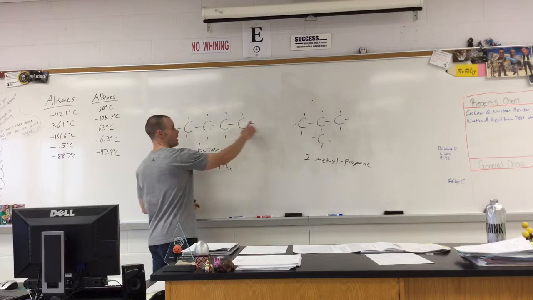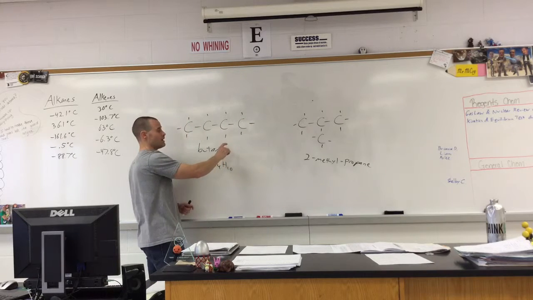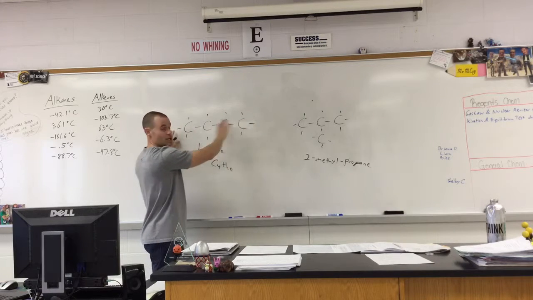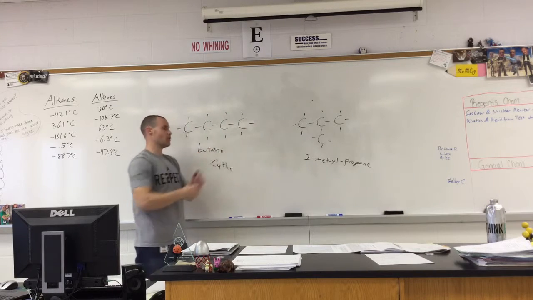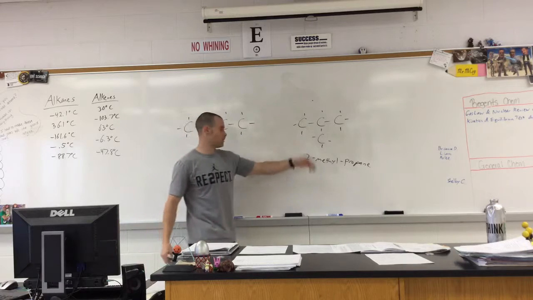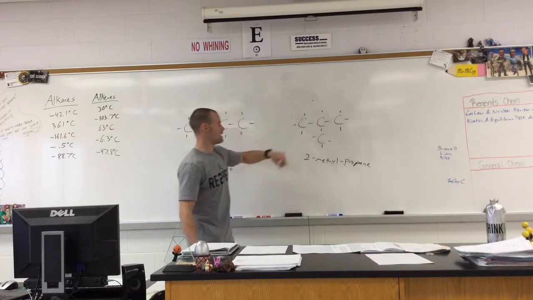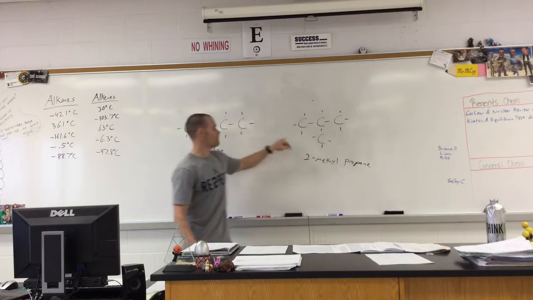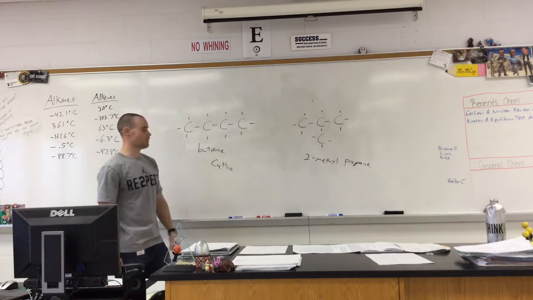If I was to draw out another carbon here and have pentane, there's more isomers. If it's hexane, even more. So the longer the straight chain, the more isomers you can do, the more you can rearrange it. That's basically all we can do. 2-methylpropane, that is the isomer. Oh, we don't need that dash, sorry. That's the only isomer for this, okay?